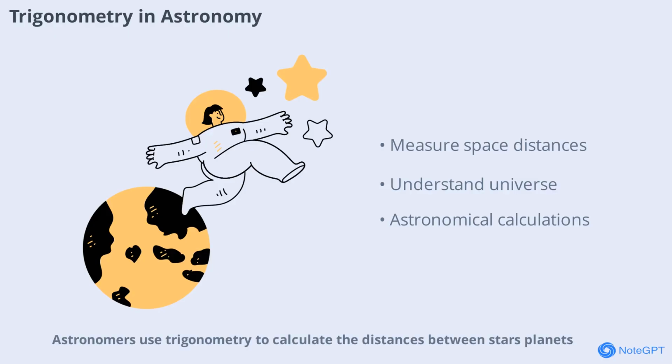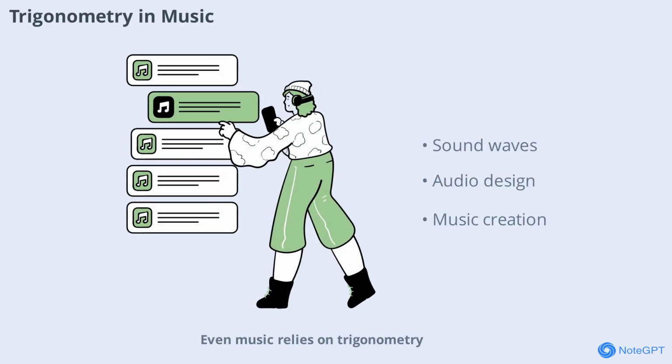Astronomers use trigonometry to calculate the distances between stars, planets, and galaxies. By measuring angles from Earth, they can estimate how far away celestial objects are, helping us understand the vastness of the universe. Even music relies on trigonometry.